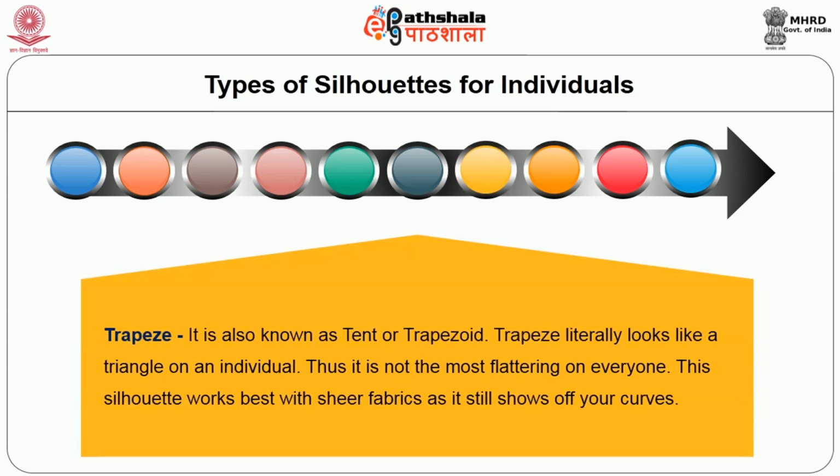The trapeze kind of silhouette is also known as tent or trapezoid. Trapeze literally looks like a triangle on an individual. Thus, it is not the most flattering on everyone. This silhouette works best with sheer fabrics, as it still shows off no curves.